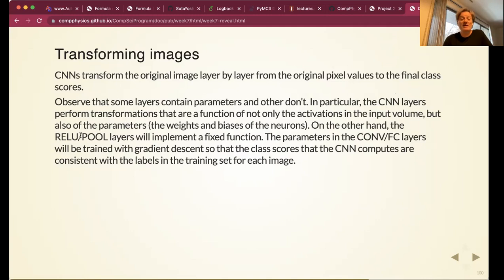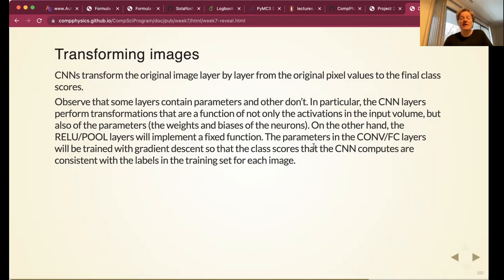If you then look at the ReLU and the pooling layer, which we will describe in more detail soon, they implement just a fixed function. You could think of that as a parameter, but in this case, there is no training element. You just use a fixed function to perform this further reduction of the dimensionalities.